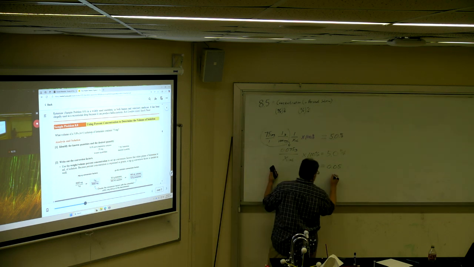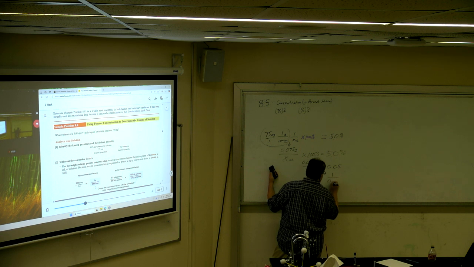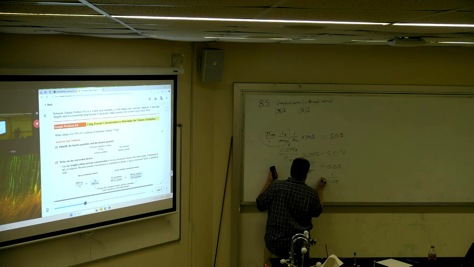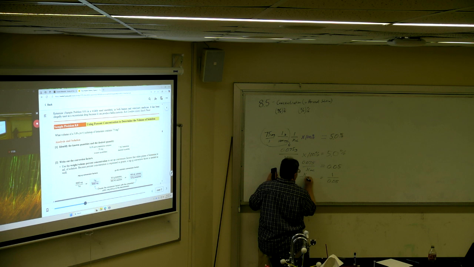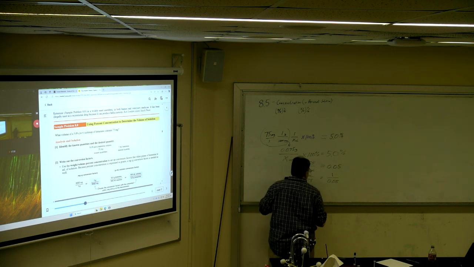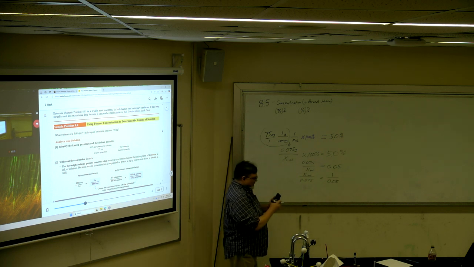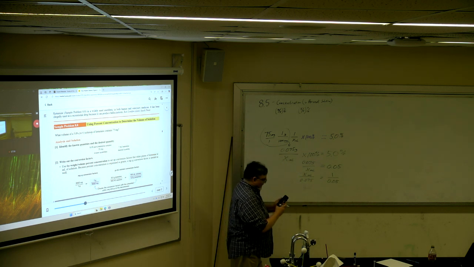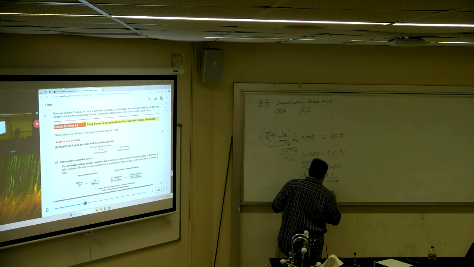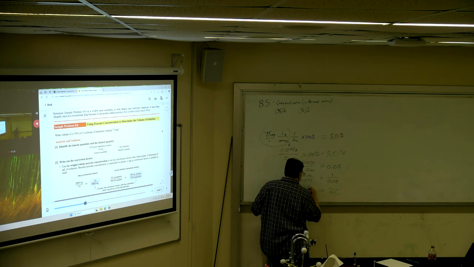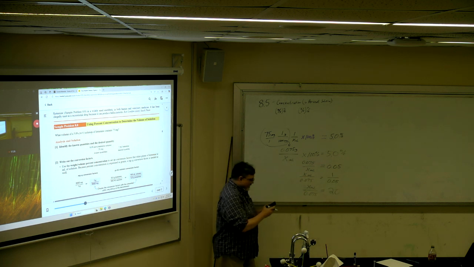I have to invert both sides, at least algebraically, this is how I would do it. Invert both sides so you have X milliliters on top. Now 1 divided by 0.05 is 20. And now I can just multiply by 0.075.